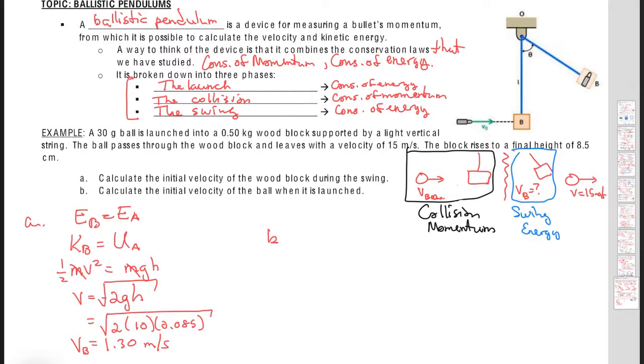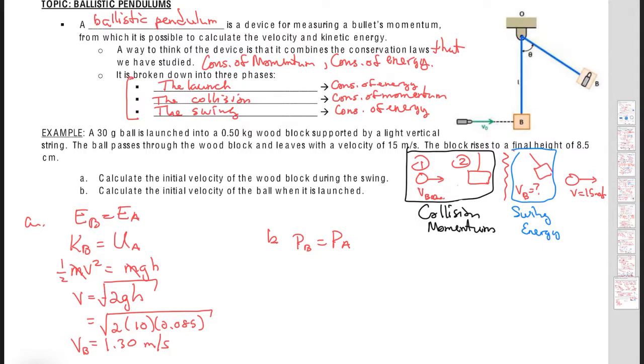So part B, we're going to focus on the collision, and that means we're going to use conservation of momentum. I set up my P before equals P after, or P initial equals P final, whatever you want to call it, because here you have block and ball, and the subscripts can get crazy. So I'll call the ball 1 and the block 2, so I don't have to use B and B.